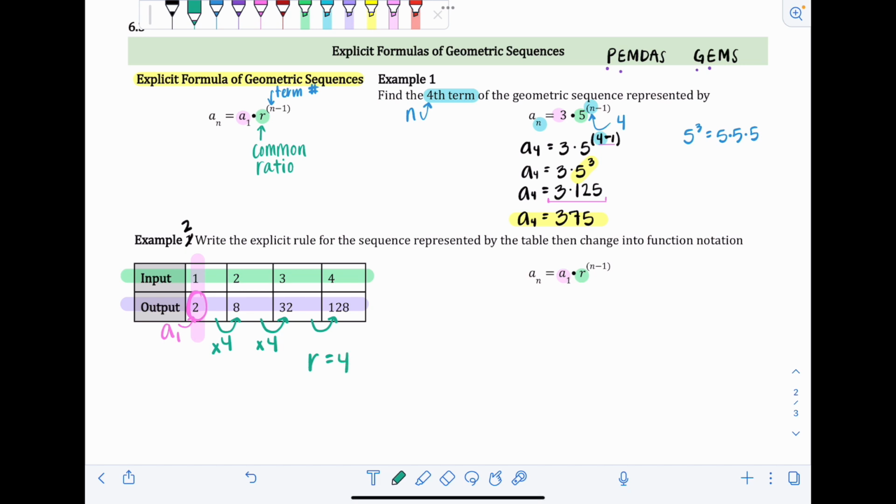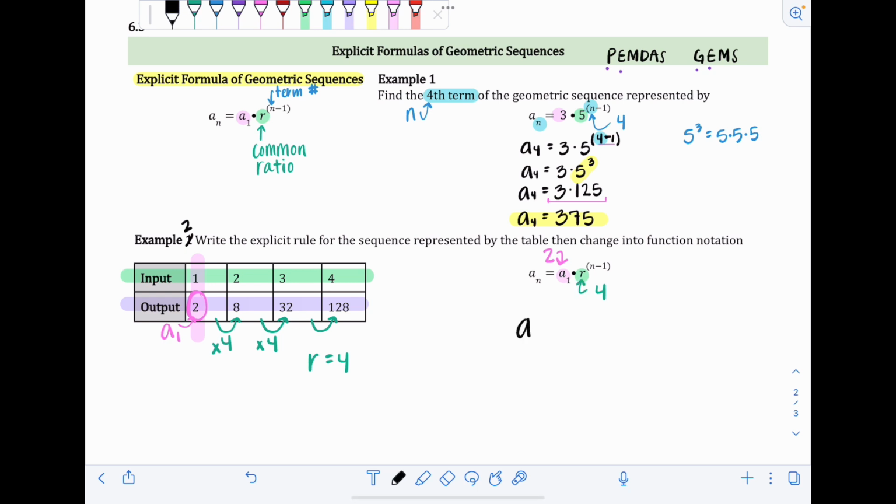If you don't recognize it, remember you can take one term and divide it by the previous one. So we could say 8 divided by 2. That would give us 4 also. Or you could even do 32 divided by 8, and that's also 4. So we know that A1 is 2, we'll put that in there. And then we know that R equals 4. We'll put that in there.